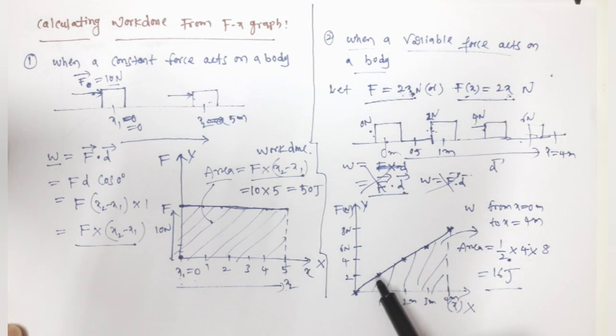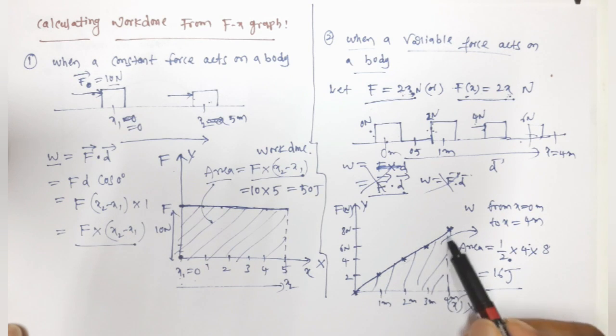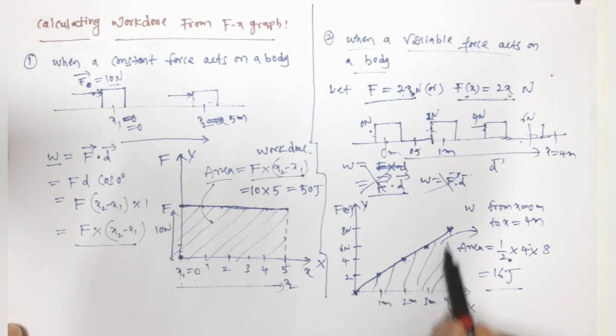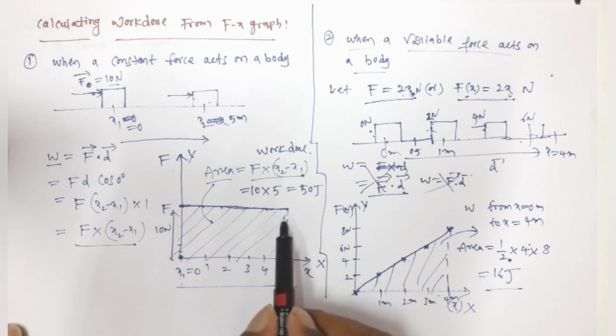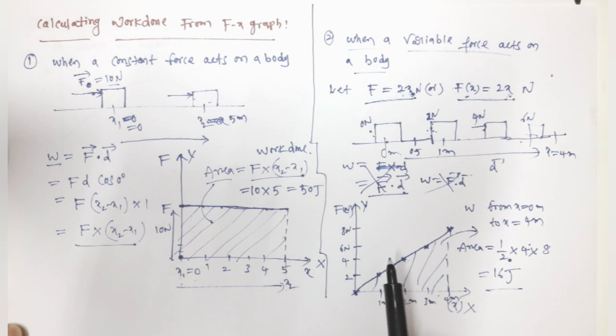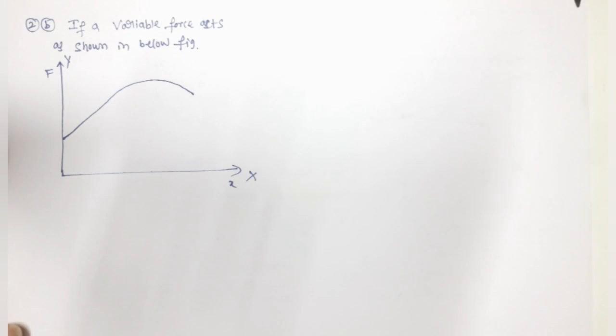So in this case, what's happening? We are getting a straight line again. Whenever we get a straight line, we get a rectangle and a triangle, so it is very easy to find the area under the straight line. But it is not easy to find the area under a curve like this.